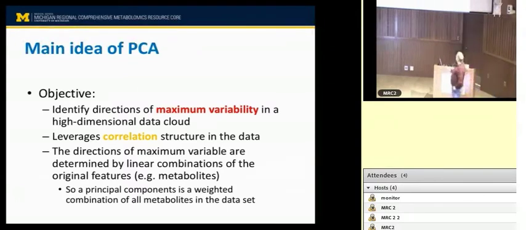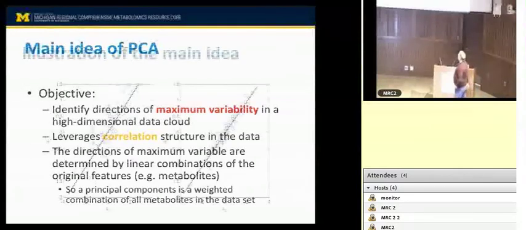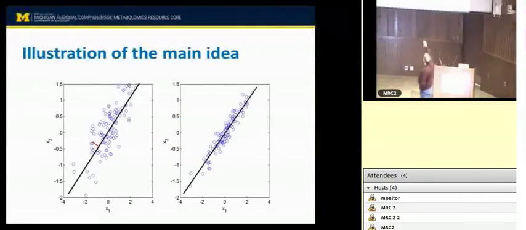Or actually totally useless. So the directions of maximum variance, not maximum variable, maximum variance, are determined by these linear combinations. So when you interpret a principal component and you look at its loadings, and you can do that using MetaboAnalyst, you're looking at the weighted combination of all metabolites in the data set. So this is exactly what I was talking about in the two-dimensional case.